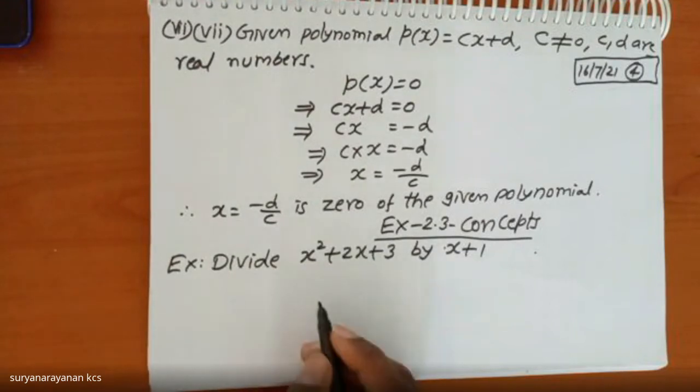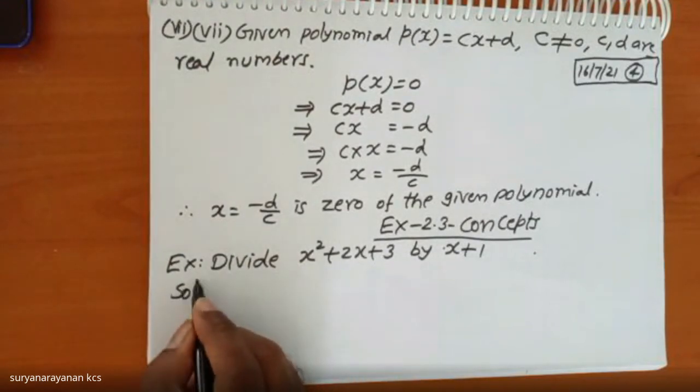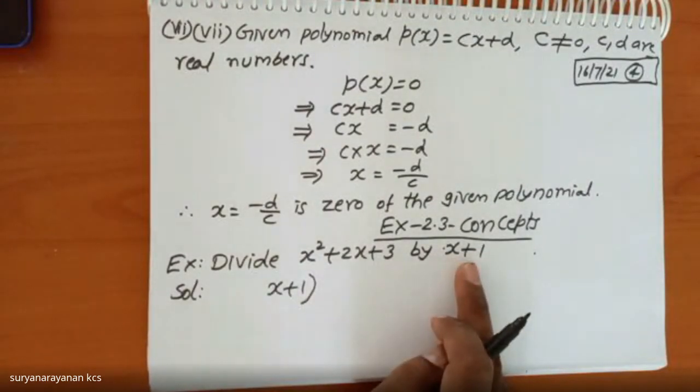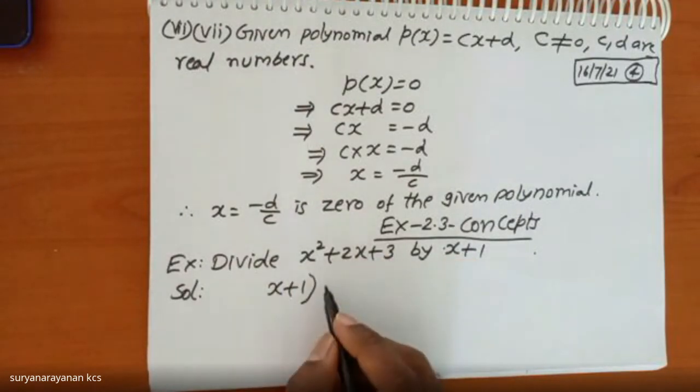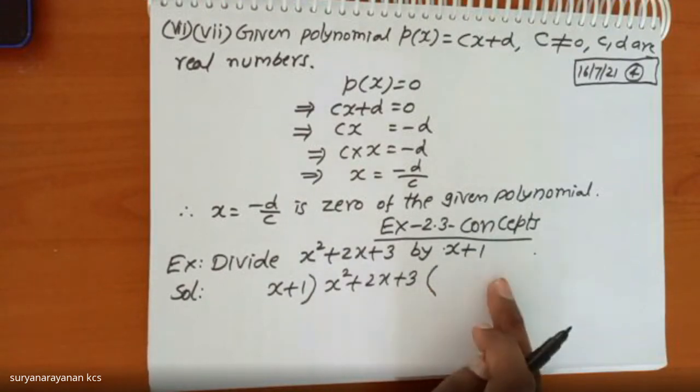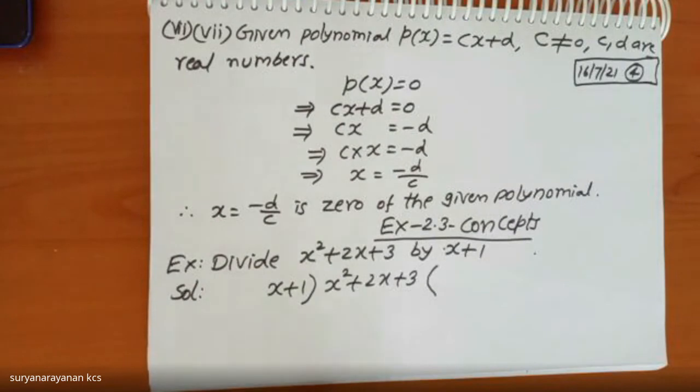Okay, my children. So, long division. x plus 1, we write this one as the divisor. This is the dividend, x square plus 2x plus 3. Now we have to find the quotient and remainder. Please listen to these steps carefully, my children. When you are writing the divisor and the dividend, the terms of the polynomial should be in the descending powers of x. So we write the highest power of the x term.